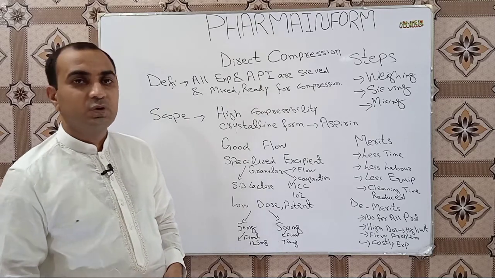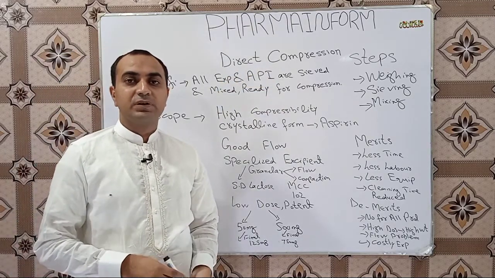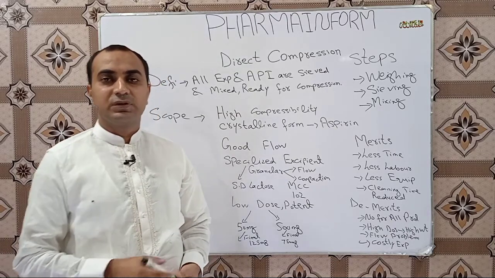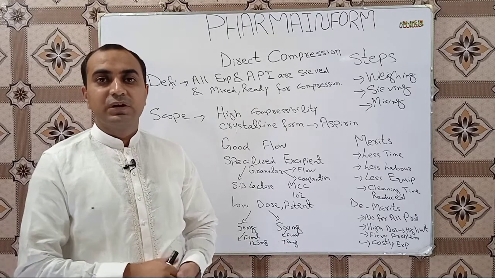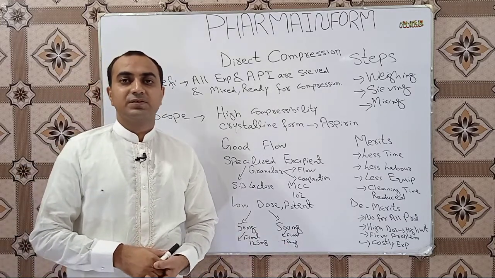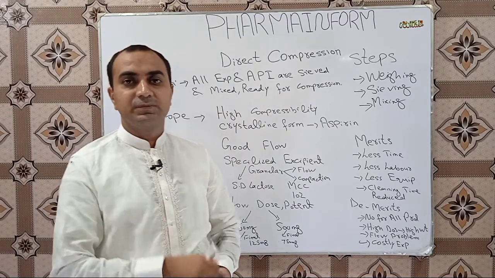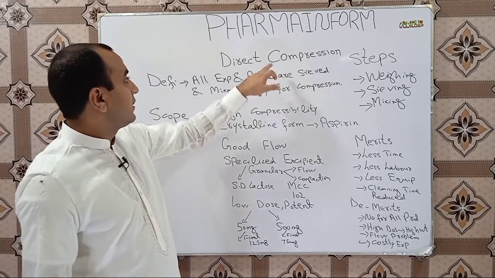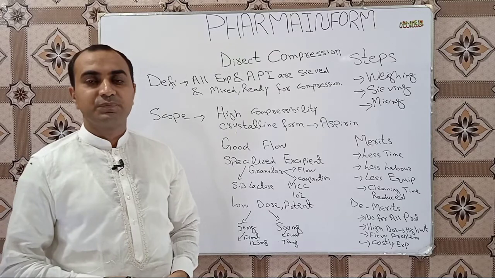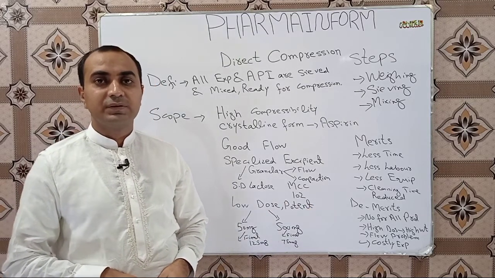In Pharma Inform today we will discuss direct compression, which is a very important method used for manufacturing of tablets in pharmaceutical industries. Previously we have discussed wet granulation and dry granulation. The link is given in the description. You can watch those videos from the description link. So today our topic is direct compression. Direct compression is a very simple step and this is used for the manufacturing of tablets.